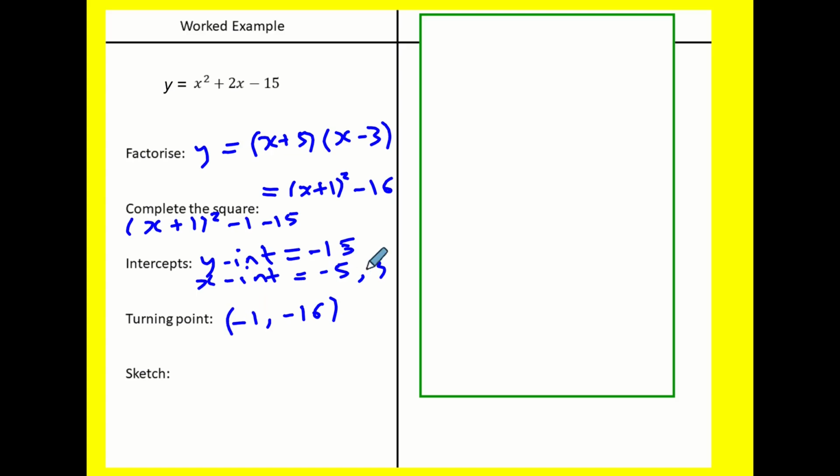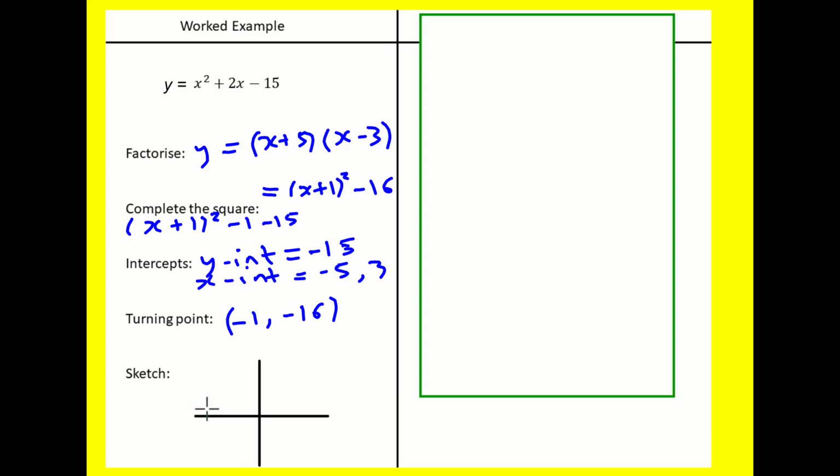Notice that x value is in between -5 and 3. I don't have to substitute -1 back into my original quadratic now. I've got it from completing the square. So if I want to sketch this quadratic, let me draw the axes a little bit better actually. It's only a sketch, it doesn't have to be perfect. The main thing is labeling it.